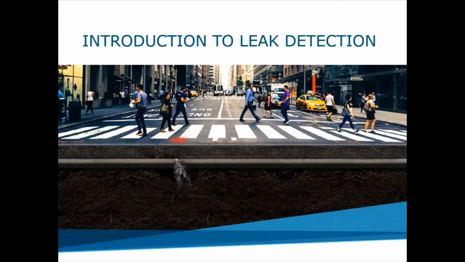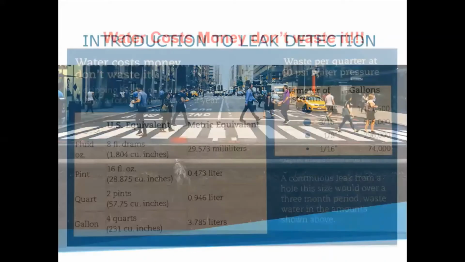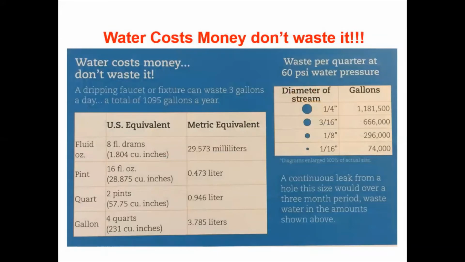All right, so let's get into the introduction of leak detection. I think most of us have seen this. This is basically a chart that will tell us how many gallons of water are lost per size of diameter of stream, which is the opening or break in the pipe, along with the pressure in the pipe.